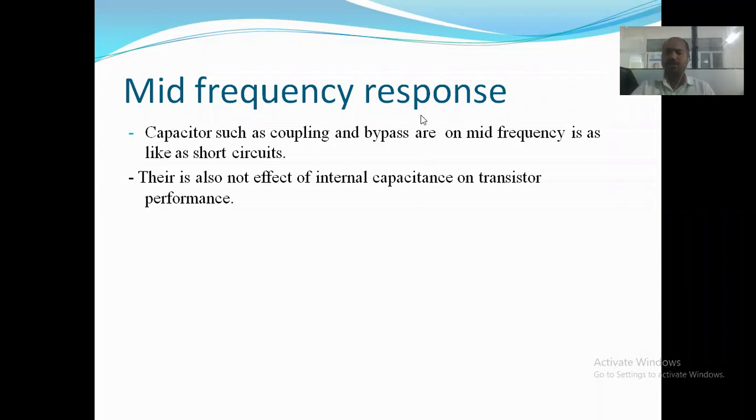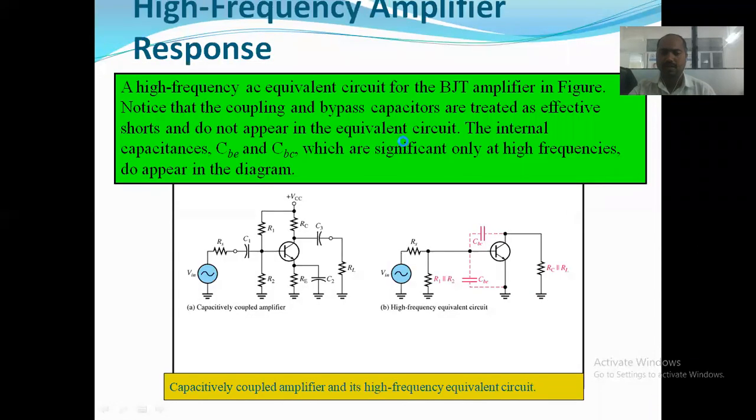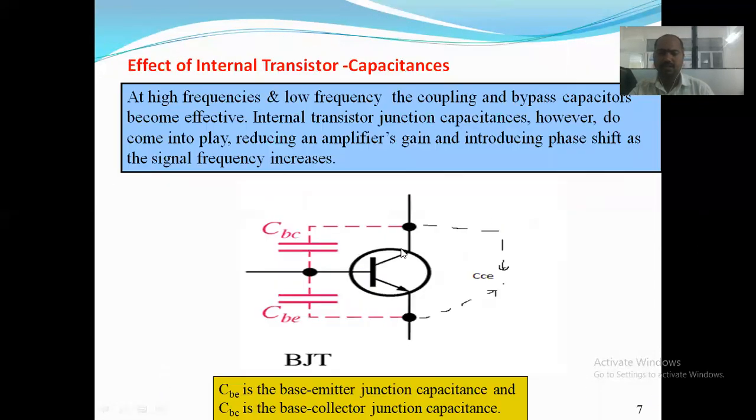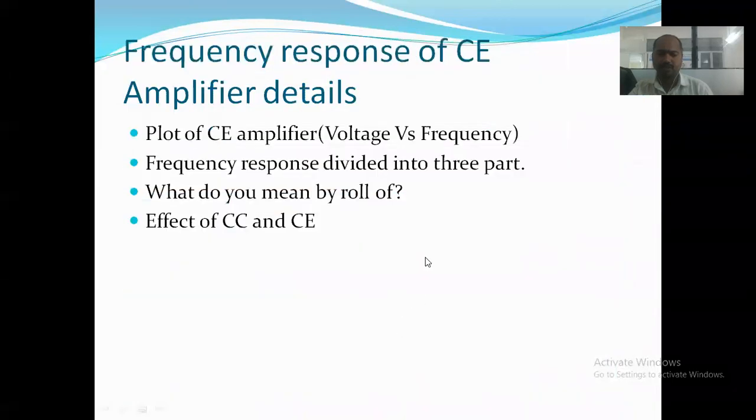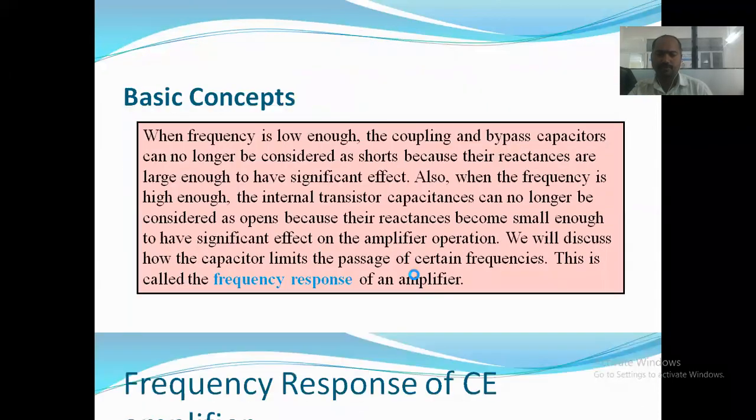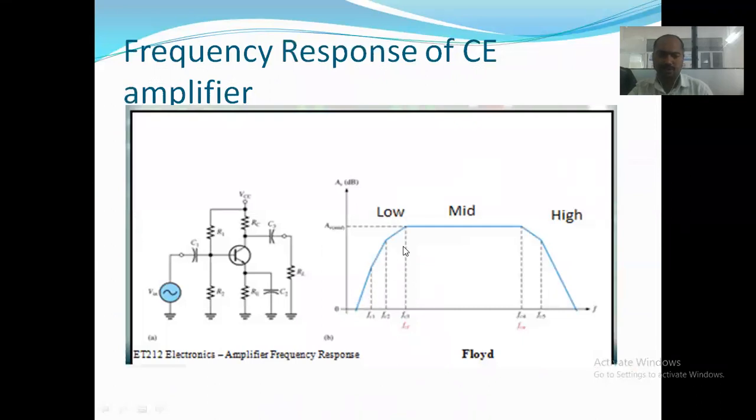Here is the frequency response of your transistor. What it shows: this is your low frequency, this is your mid frequency, this is your high frequency. Here is your gain, here is your frequency. During high frequency, gain is reduced; during low frequency, gain increases as frequency increases, meaning at low frequency it is reduced.